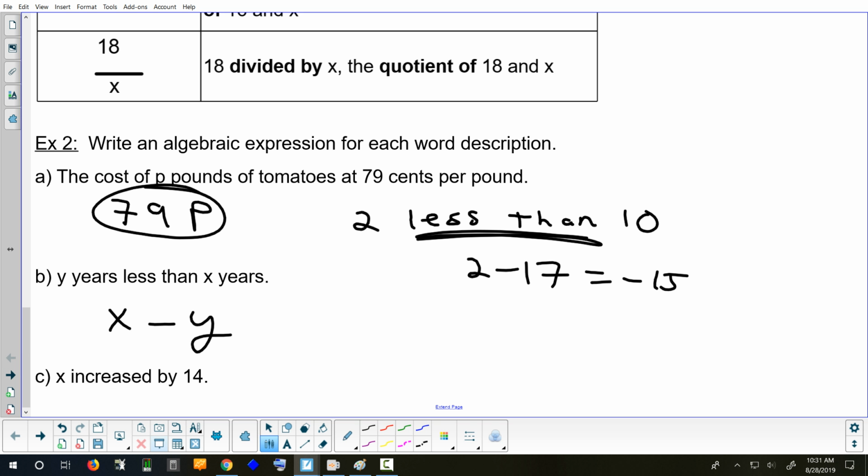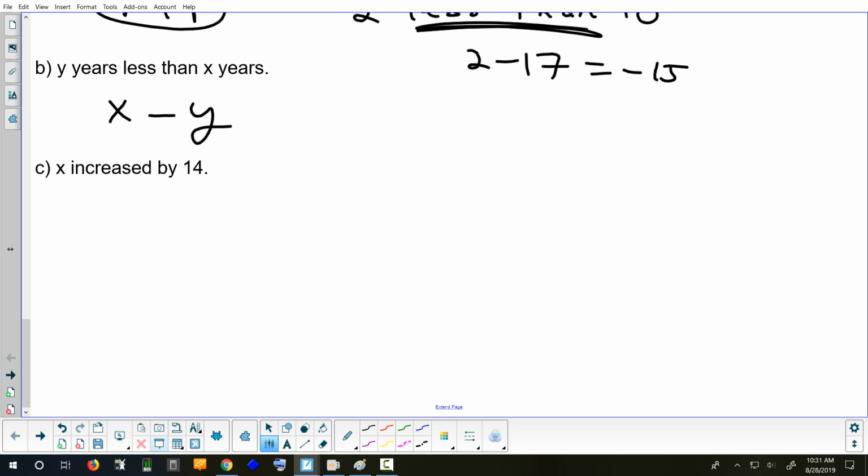How about this one? Increased by. What operation are we going to use with increased? Addition. That's addition. And with addition, it doesn't really matter. You can put it in any order you want. I just put it in the order I see it. X increased by 14. X plus 14. Could you do 14 plus X? Sure. Same thing. Any questions on that?